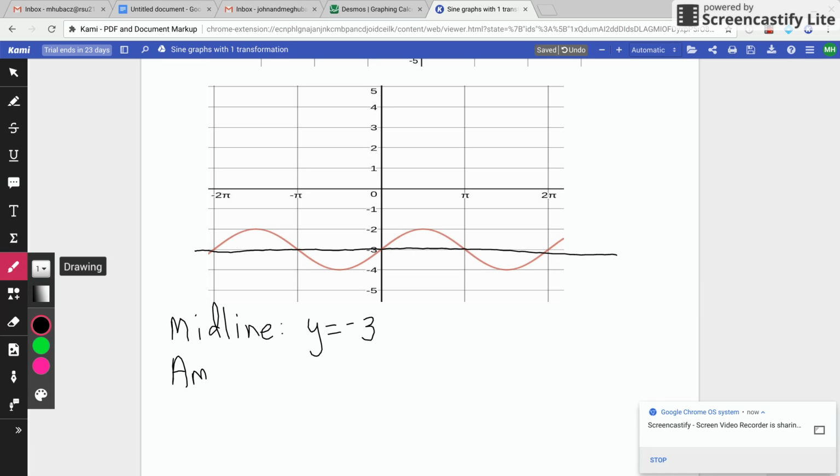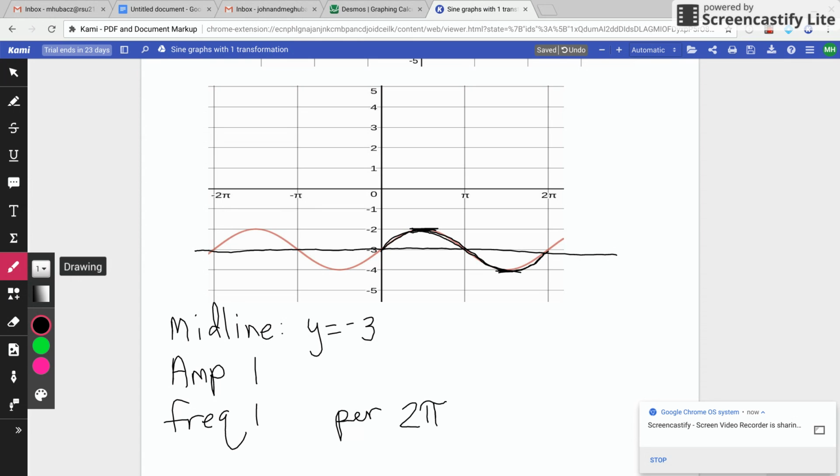The amplitude is still 1, and the reason I know that is because the highest height and the lowest low is 1 unit away from the midline. This appears to look just like the parent function, meaning we see one complete wave in 2 pi units. So I'm going to say the frequency is 1. If the frequency is 1, that means the period is 2 pi because we see one complete wave in the 2 pi units.